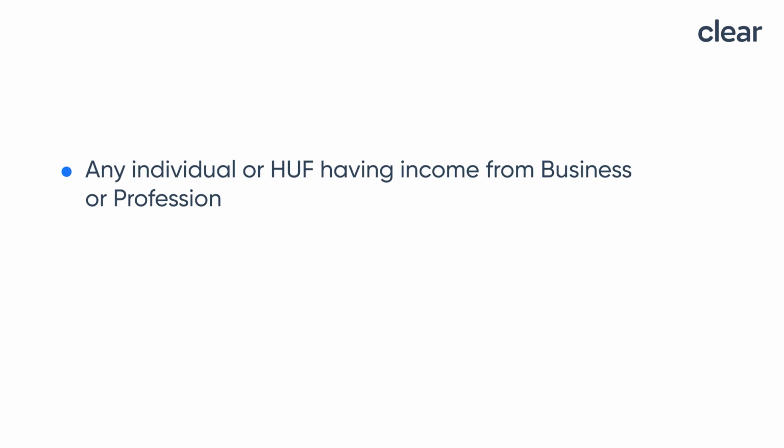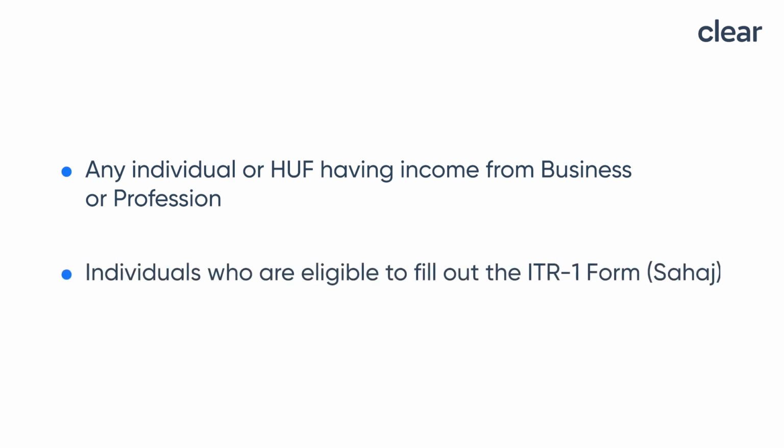So any individual or HUF which has income from business or profession, that is any individual carrying on a business, cannot file ITR2. They will have to file, for example, ITR3. And second, individuals who are eligible to file ITR1 form. Now suppose you have a salary income plus some house property income from one house, then you are eligible to file ITR1 and then you need not file ITR2 because ITR1 is already applicable to you.